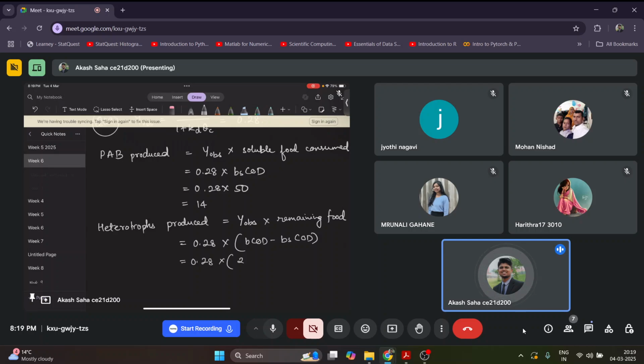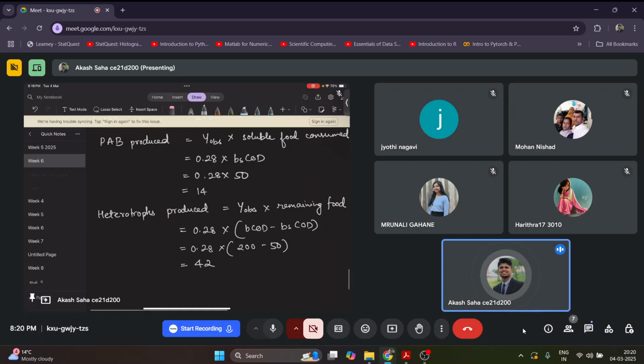So it will be 200 minus 50. That is equal to 42 milligram. Okay, these many heterotrophs are produced. Now, based on this production of bacteria, the phosphorus will be obtained. In the question it is given that for every gram of PAO produced, it will obtain 0.3 grams of phosphorus.